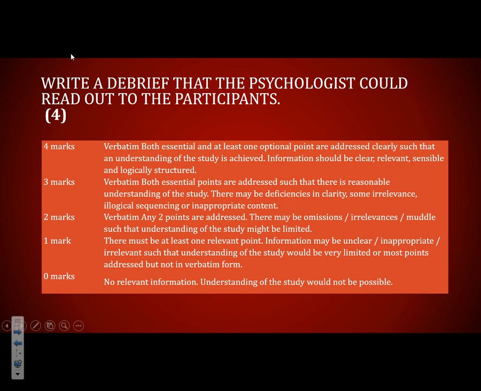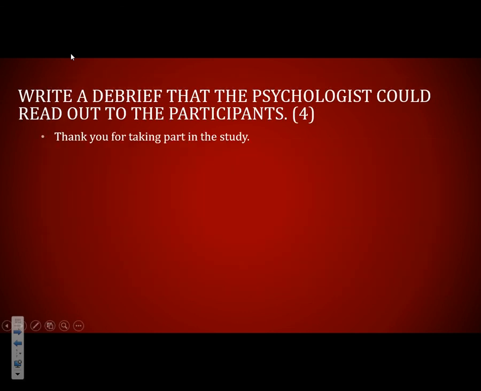3 marks if both essential points are addressed, so you've mentioned the aim and an ethical issue, but you haven't done any more. 2 marks if any 2 points are addressed, so 1 from the optional and 1 from the essential, and then 1 mark if there's at least 1 relevant point. To get above 2 marks, you must have mentioned both of the essential points, the aim, and you must have mentioned something ethical. Okay. So you could say something like, thank you for taking part in the study.